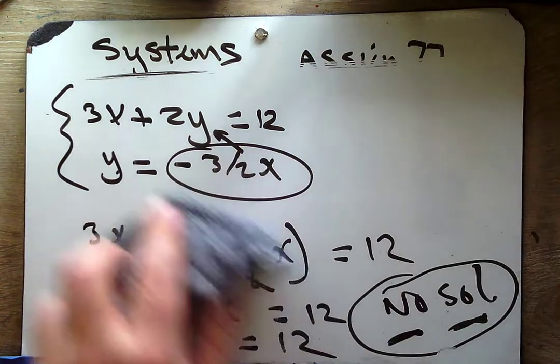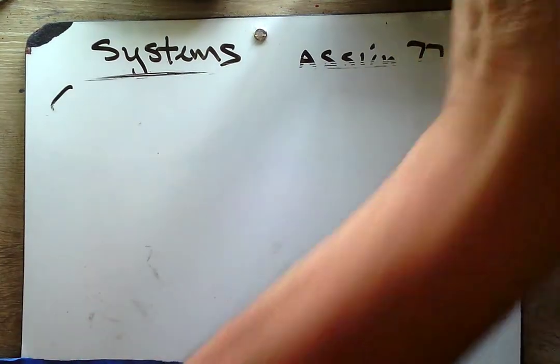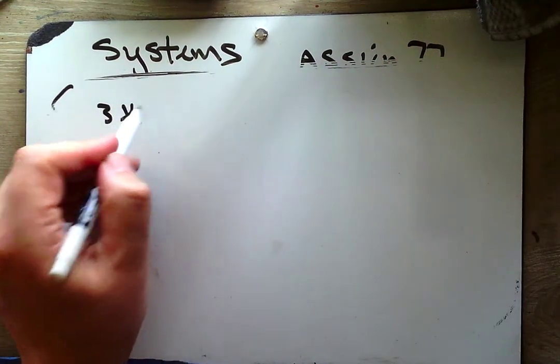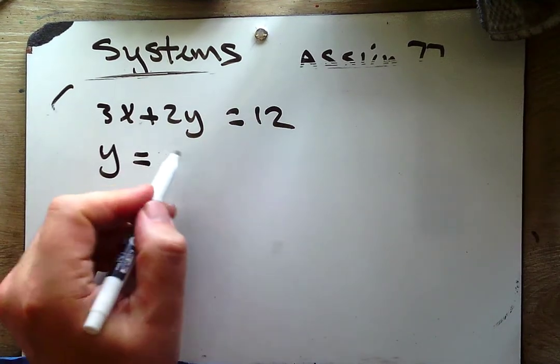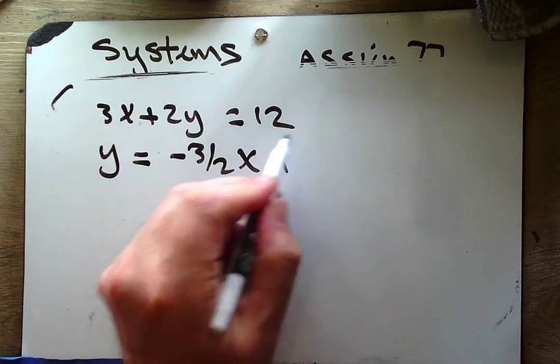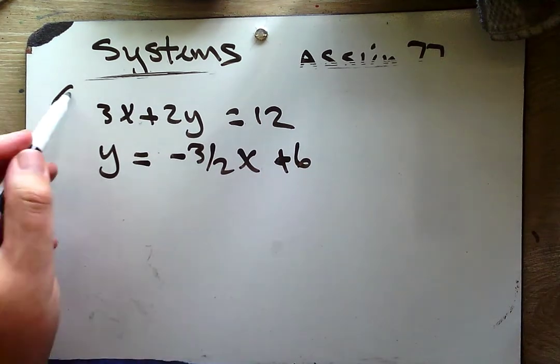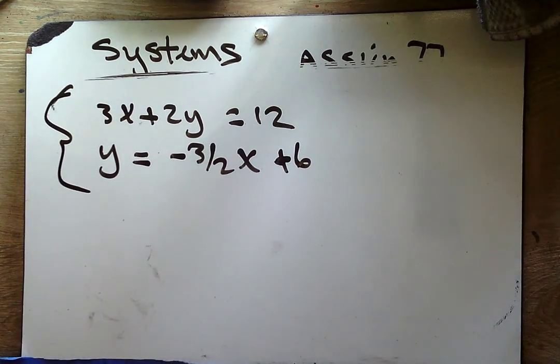Okay? And then what about this one? Also with 3x plus 2y equals 12, but now I've got y equals negative 3/2 x plus 6. Will you solve this system, please?